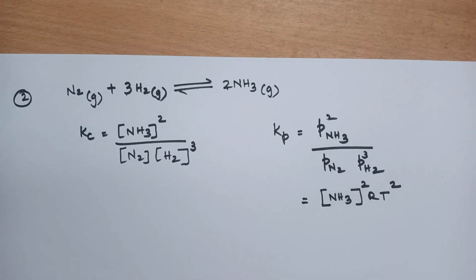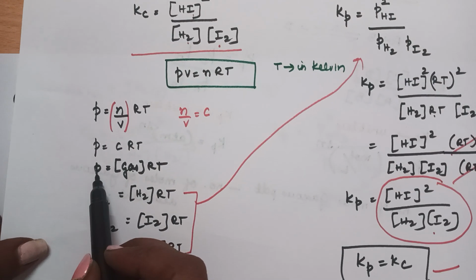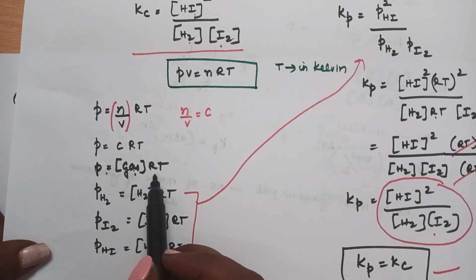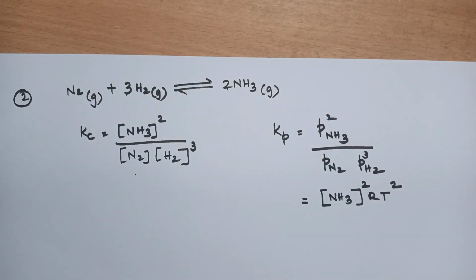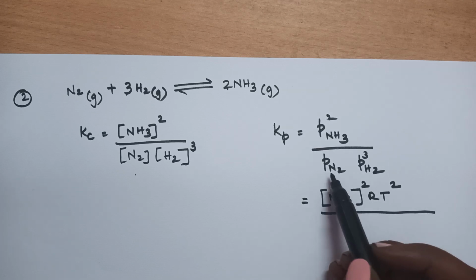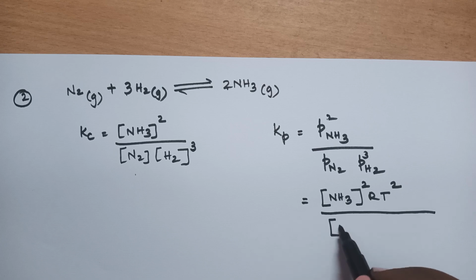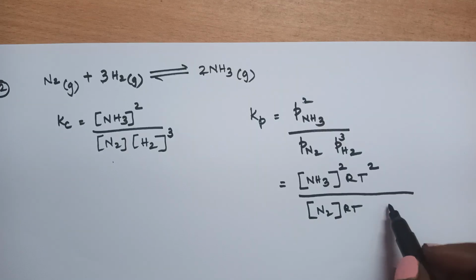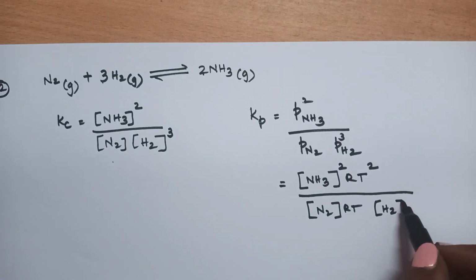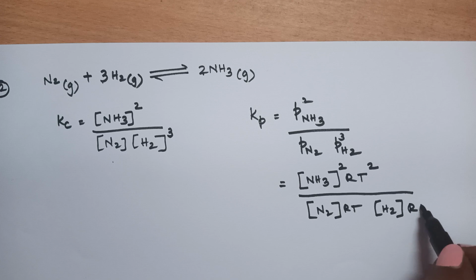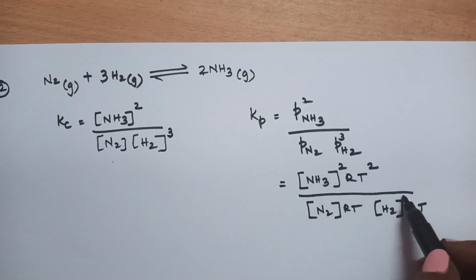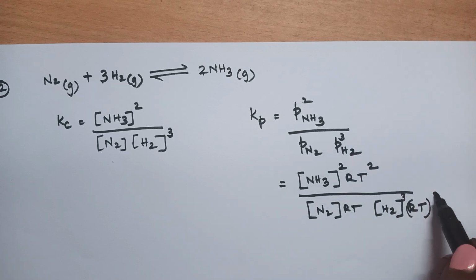So square is there, so put square for both. So just now we learned, what did we learn here? Pressure is equal to concentration of the gas into RT. This is what we are using. Divided by, for nitrogen we will write pressure of nitrogen, we can write concentration of nitrogen into RT. Same way for hydrogen, concentration of hydrogen into RT. Here there is cube, so write cube and cube.